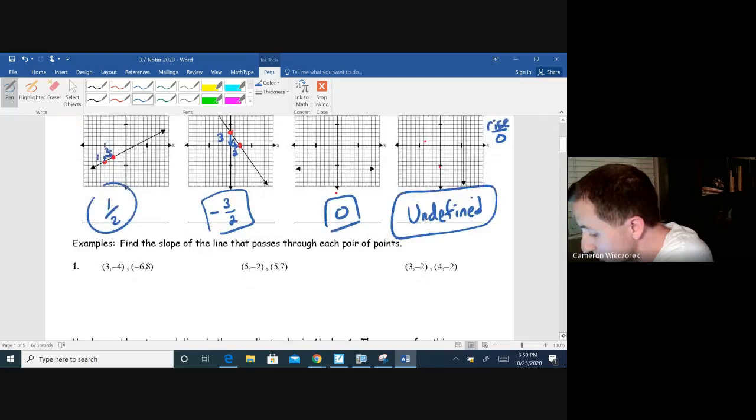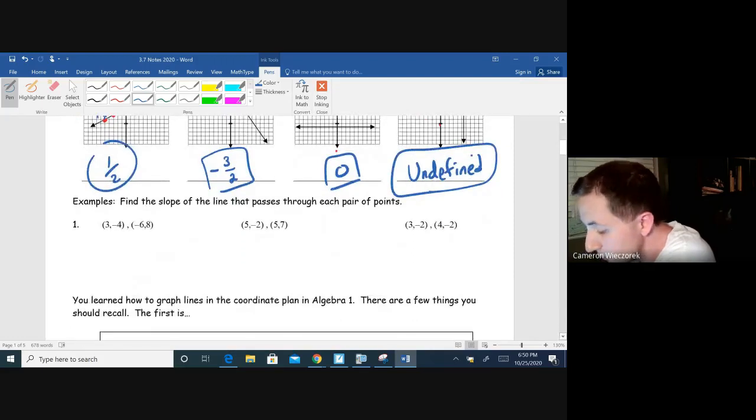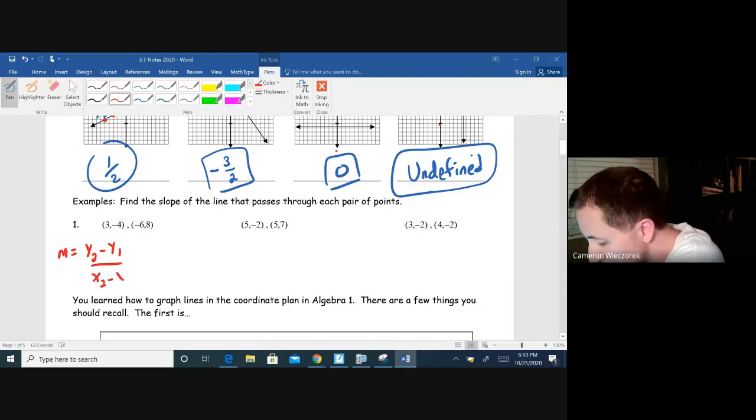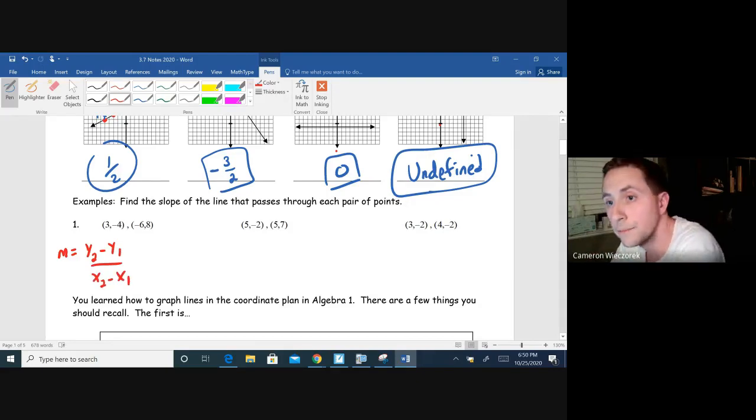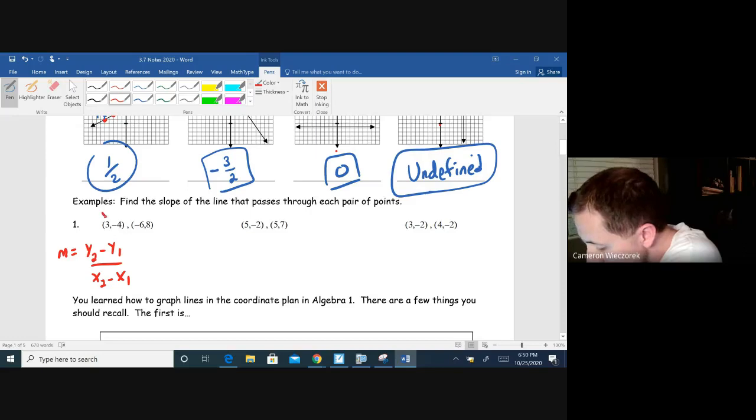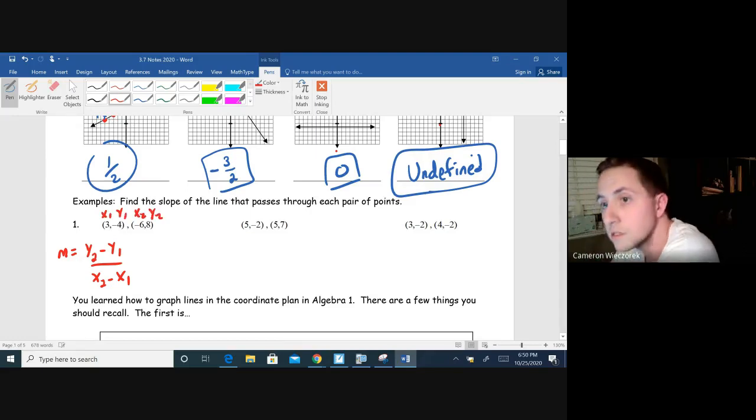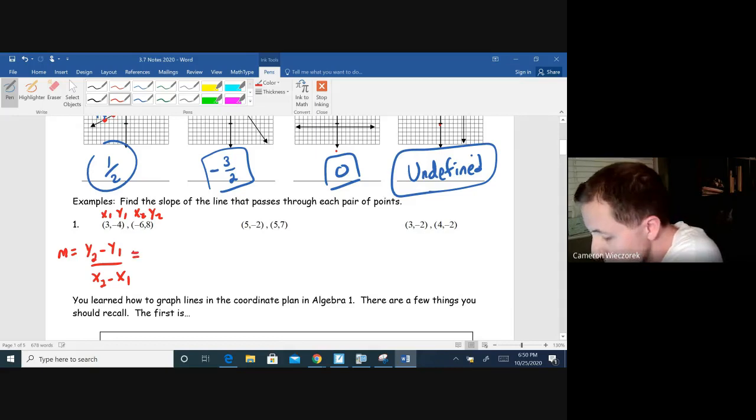Sometimes you might not be given a graph. If you're not given a graph, the way to find the slope is use the slope formula. The slope formula, I have it at the top of the page, is y2 minus y1 divided by x2 minus x1. I'm going to label x1, y1, x2, y2. Those are just labels. So we're subtracting the y coordinates to find that change in y, and then we're subtracting the x coordinates to find that change in x.